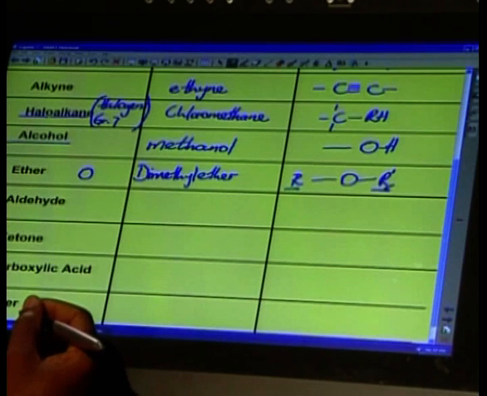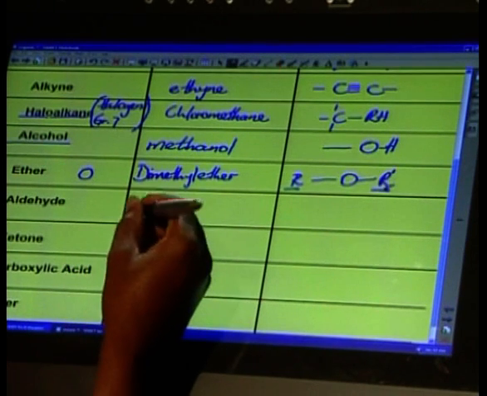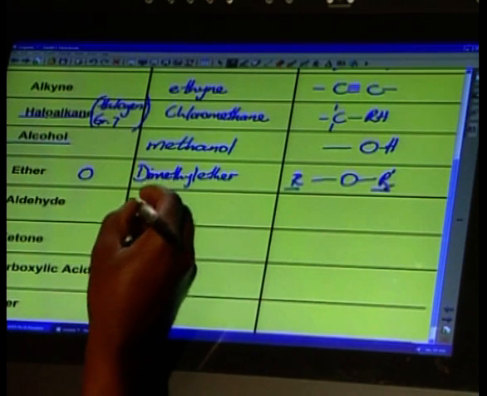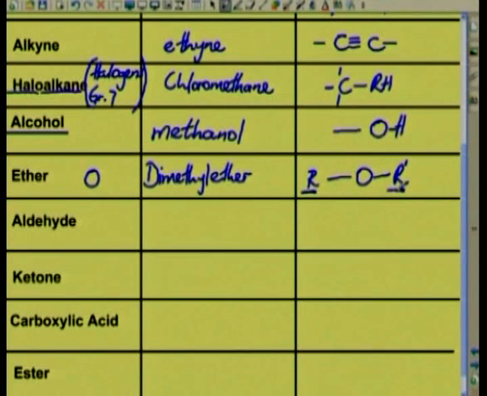Aldehyde. Okay. What are aldehydes? Okay, aldehydes, we've got, for example, let's think of the simplest one.